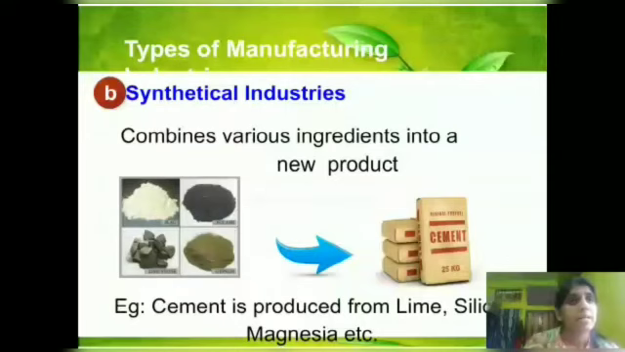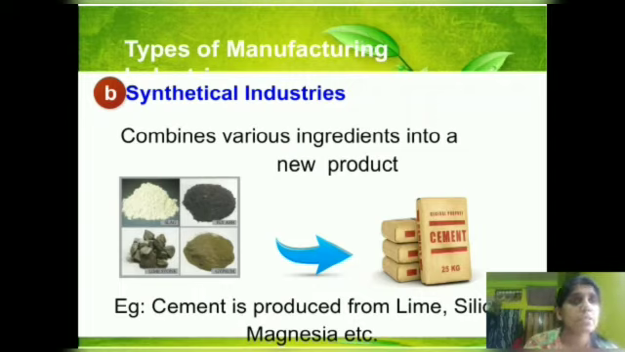Moving to the second, synthetical industry means combining various ingredients into a new product. Say for example, cement is produced from lime, silicon, magnesia. So combining all these products and then making the cement is the synthetical industry's job. They will make all the ingredients combined together to form a completely new product. So that is the job of the synthetical industry.